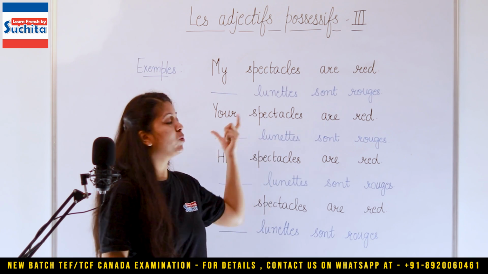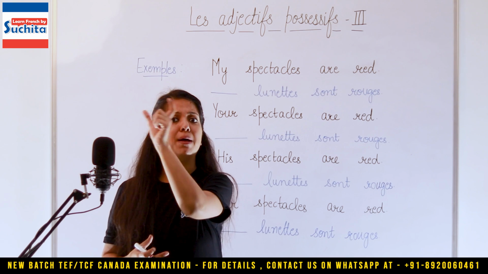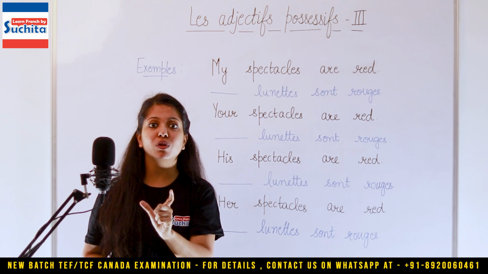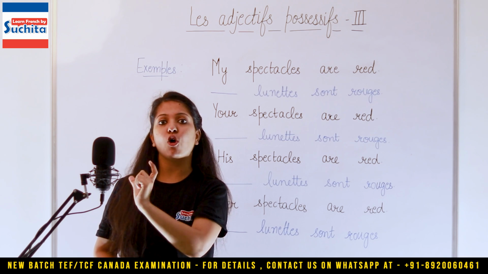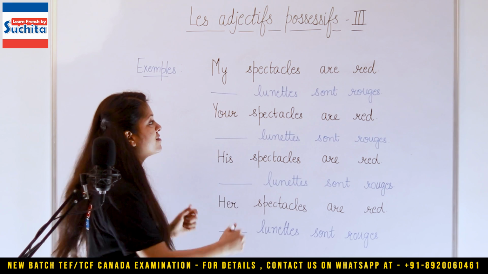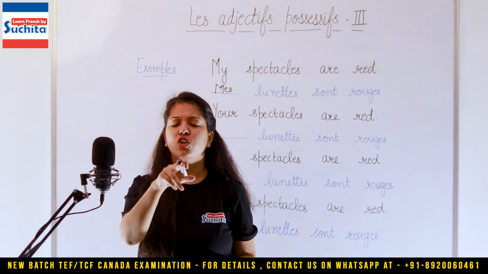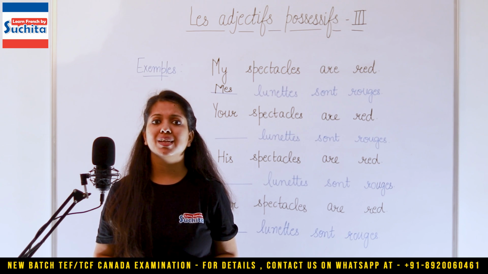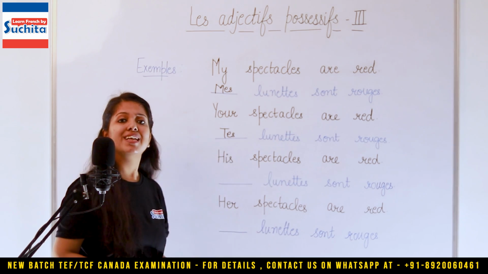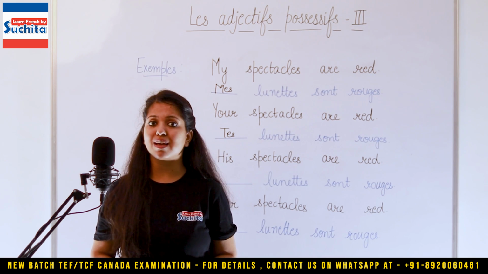Yeah. So now you want to say my spectacles are red. For my, you had three options: mon, ma, mes. The word lunettes, spectacles, that's plural. So you apply all the rules of the plural column. So you say mes lunettes sont rouges. Your spectacles are red. Tes lunettes sont rouges.